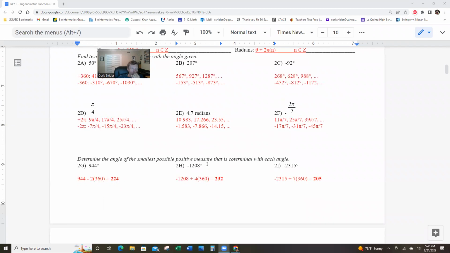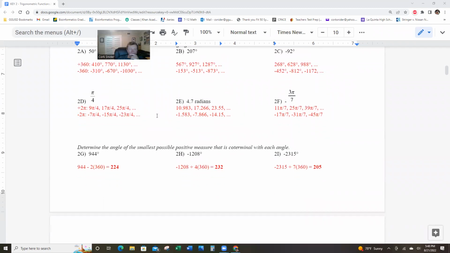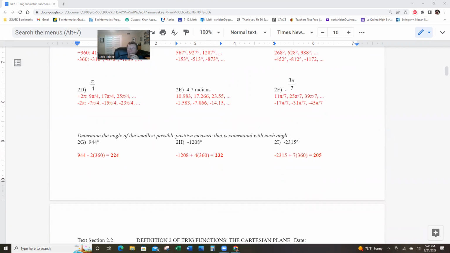Now we're talking in radians for D, E, and F. So when you see the symbol pi, you know you're in radians. If you see a decimal like this, you don't really know if it's radians or degrees unless they tell you. And of course, I'm telling you it's radians. So pi over 4. Quickest way is to add 2 pi. Okay, add 2 pi and get the common denominator and get those two answers.